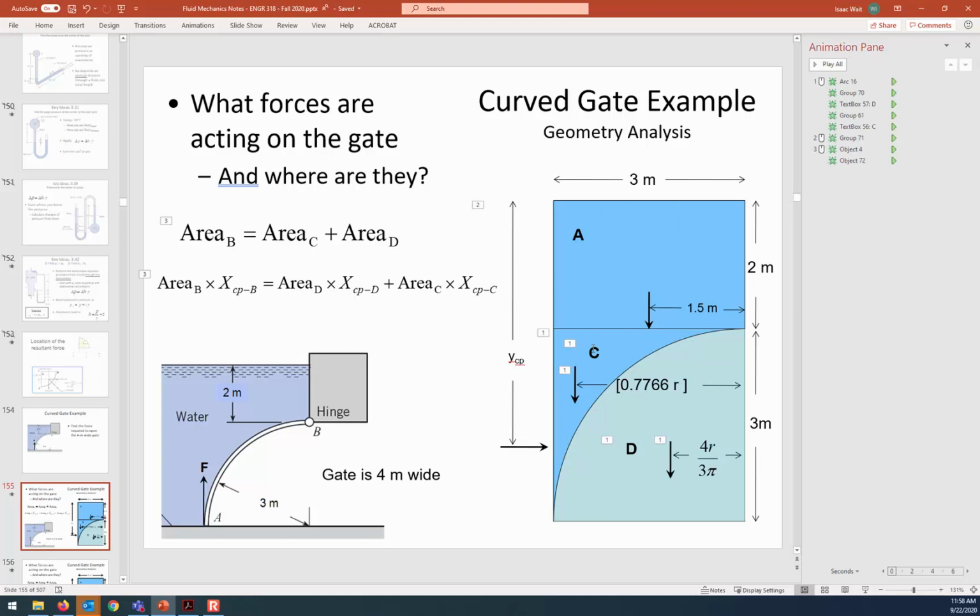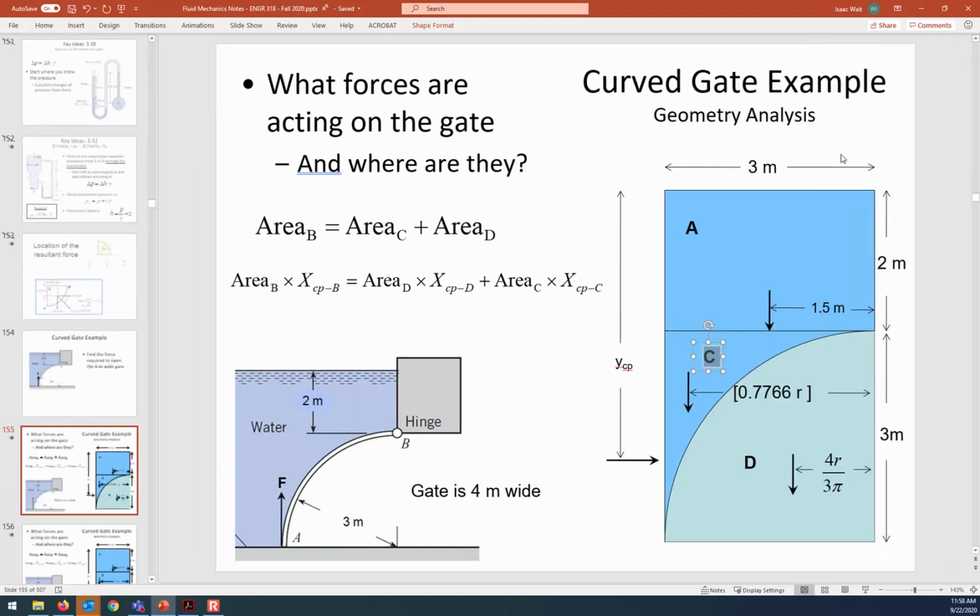And now object C that's above the gate, that's a little more tricky, right? Has anybody calculated yet what the area of that shape is? The area of shape C, or its volume?